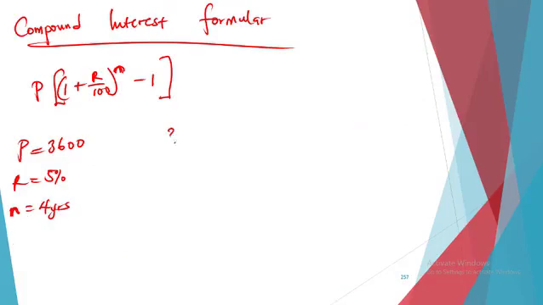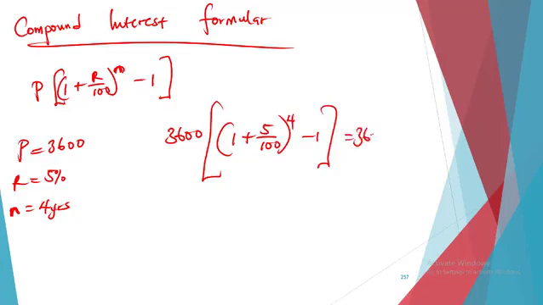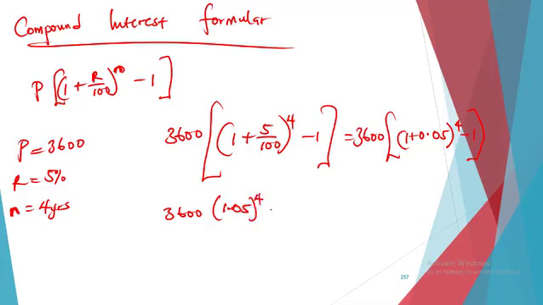We now substitute. We have 3,600 into, open a bracket, 1 plus R, which is 5 over 100, raised to power 4, minus 1. 5 divided by 100 gives us 0.05. Then 1 plus 0.05 gives us 1.05 raised to power 4, then minus 1.